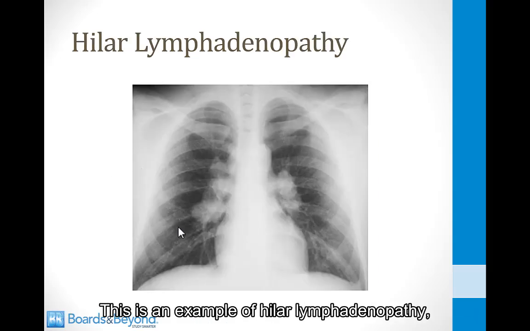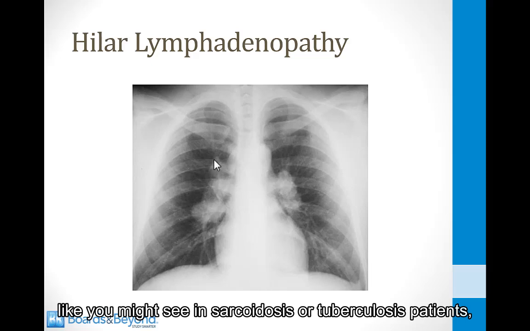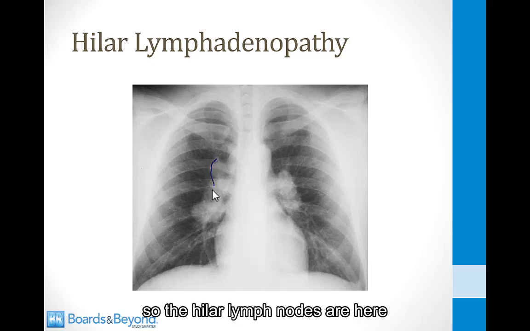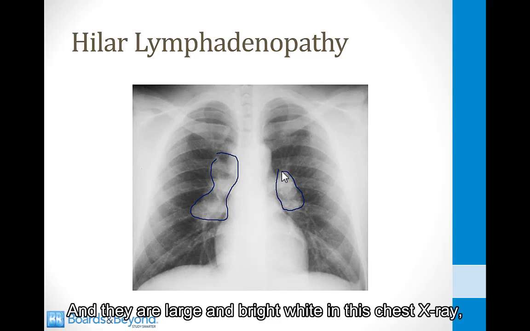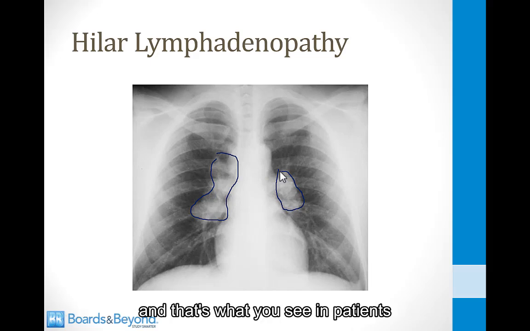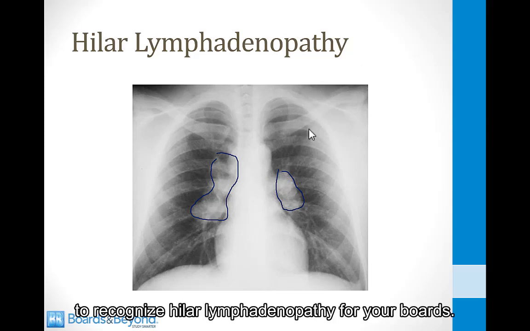This is an example of hilar lymphadenopathy like you might see in sarcoidosis or tuberculosis patients. So the hilar lymph nodes are here on either side of the trachea. I'm circling one of them, and now I'm circling the other one. And they are large and bright white in this chest X-ray, and that's what you see in patients who have sarcoidosis or TB. And you should be able to recognize hilar lymphadenopathy for your boards.